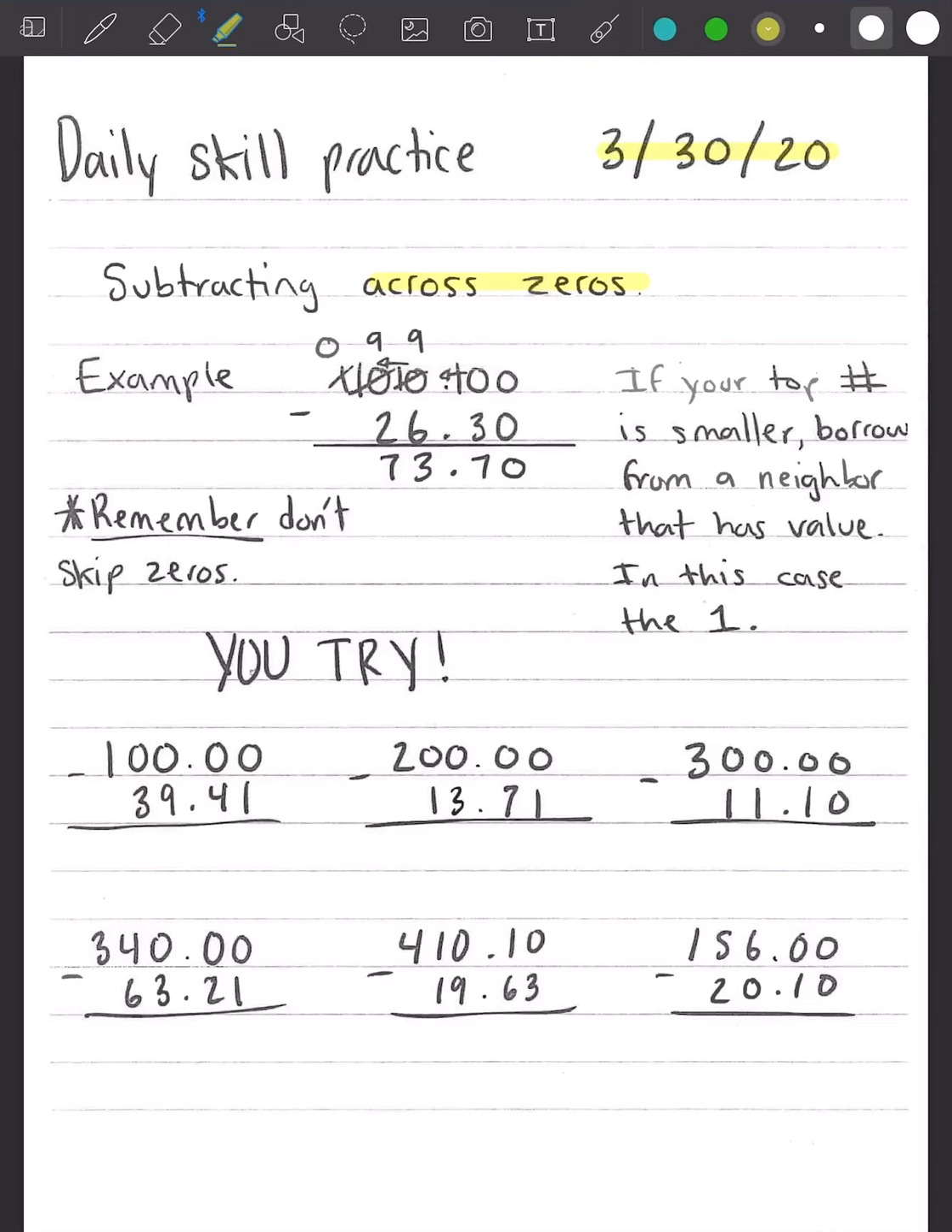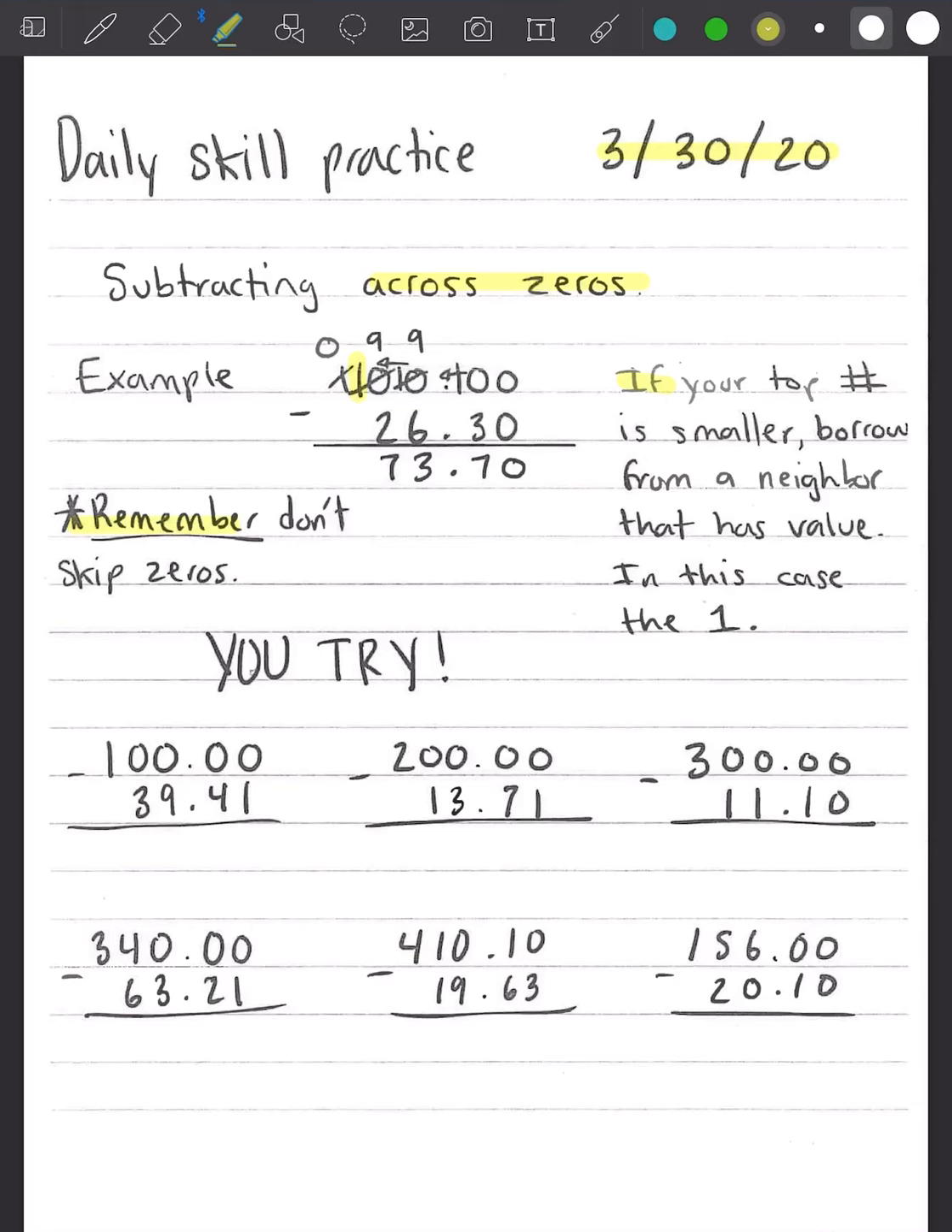As you can see here, it says if your number on top is smaller, you got to borrow from a neighbor that has value. In this case, the one that has value, guys, is the 1, right? Because the zeros don't have any value. I got to go to the one that has some value. So remember, you cannot skip zeros, guys. You cannot skip a neighbor. If you went to him first, you got to make sure you give him some credit.